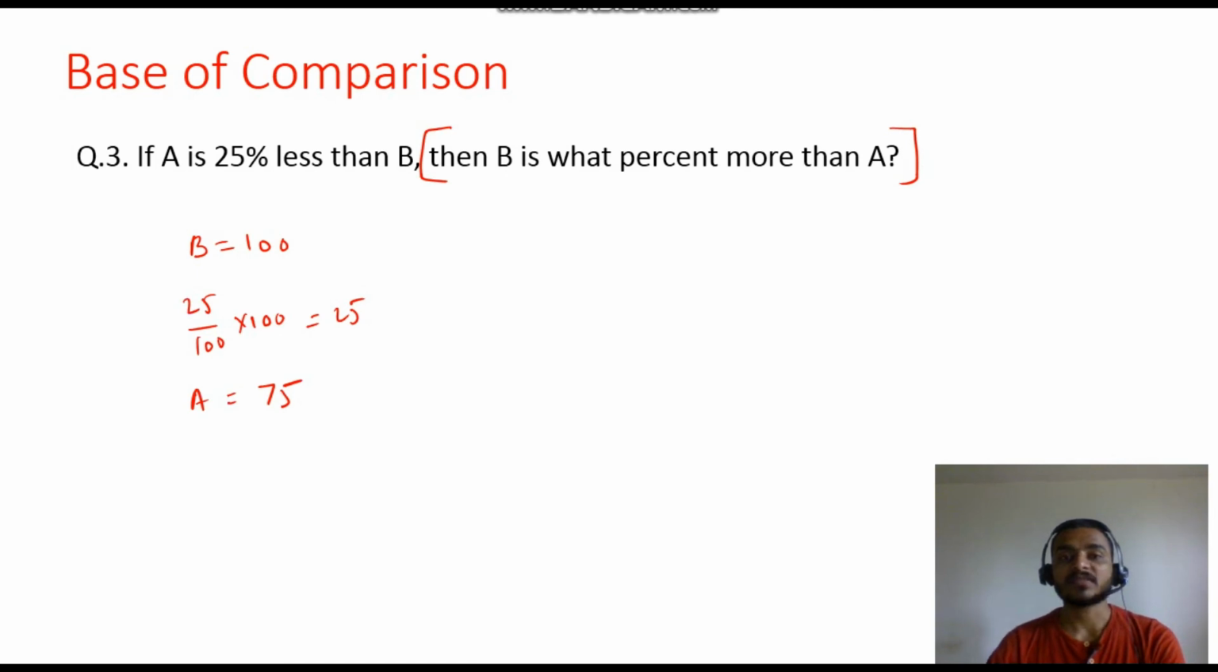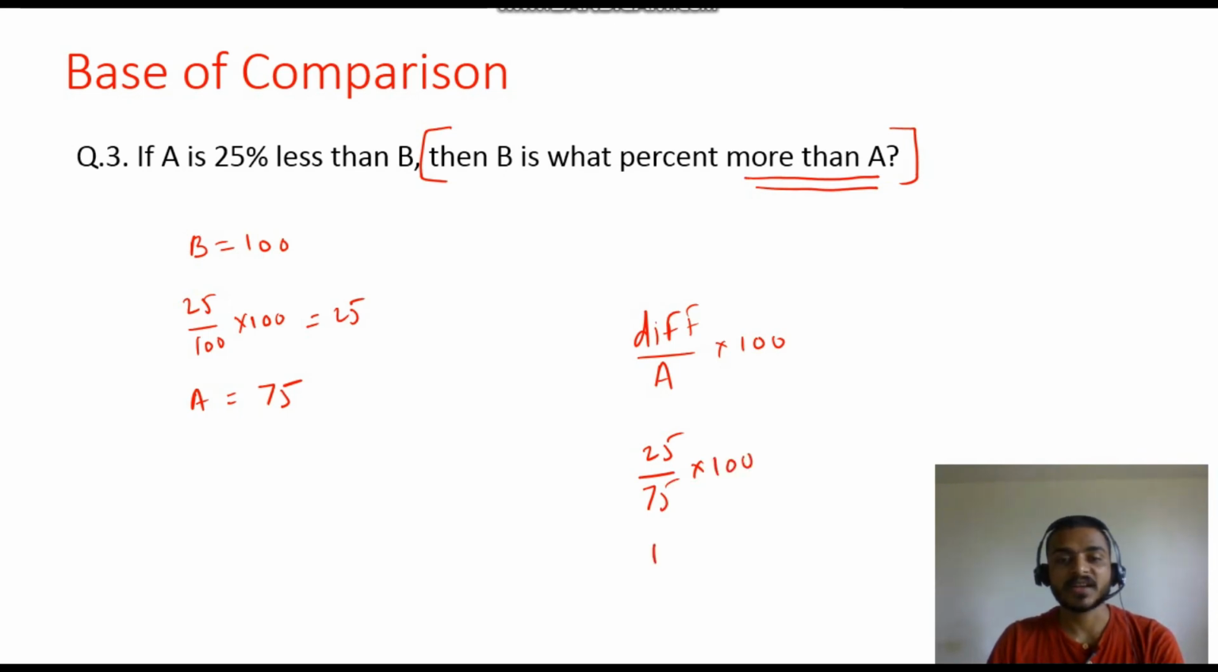Now the question says B is what percent more than A? So more than means the base of comparison has to be A here, and the numerator should be the difference. Right, now what is the difference between A and B here? The difference between A and B is 25, and the base of comparison is 75. Right, so 25 by 75 is nothing but 1 by 3, and 1 by 3 is 33.33%.